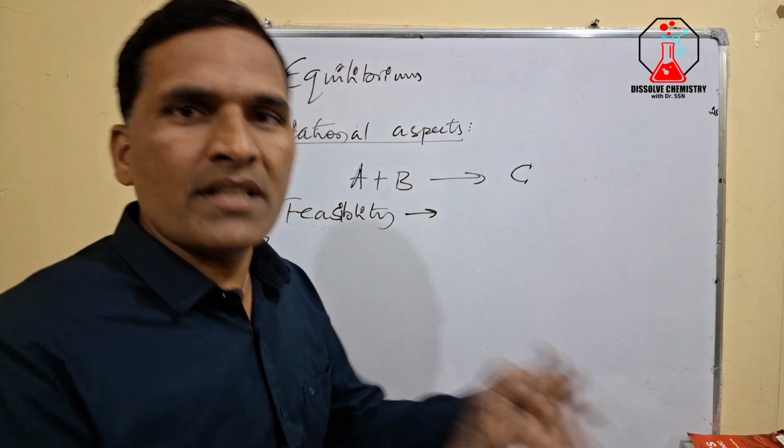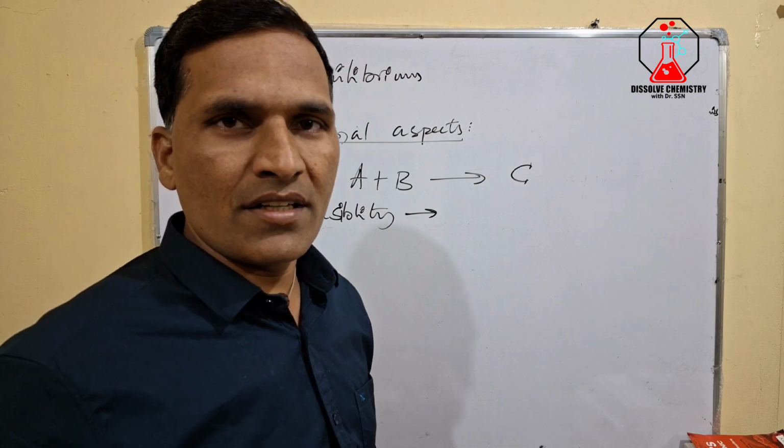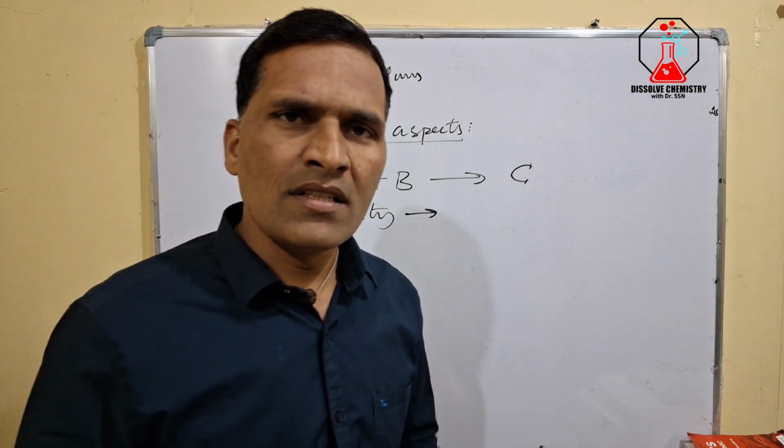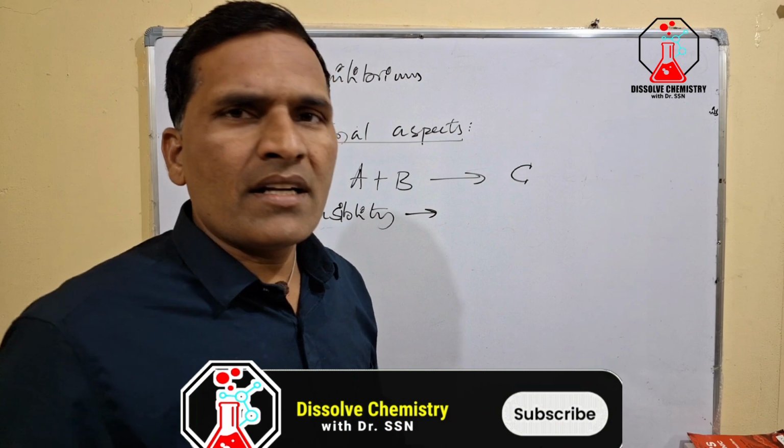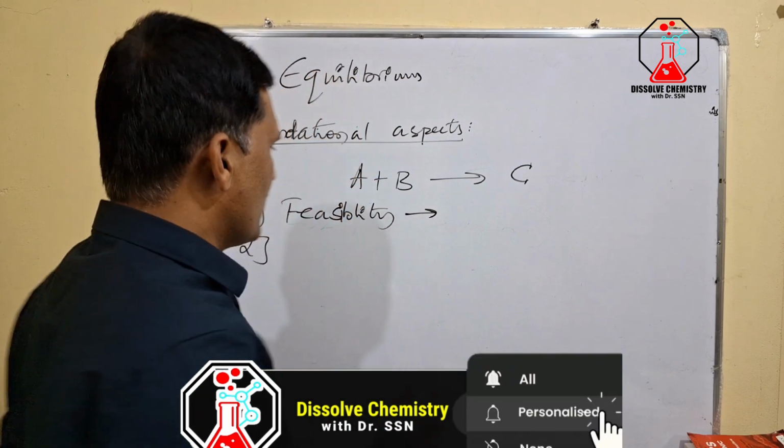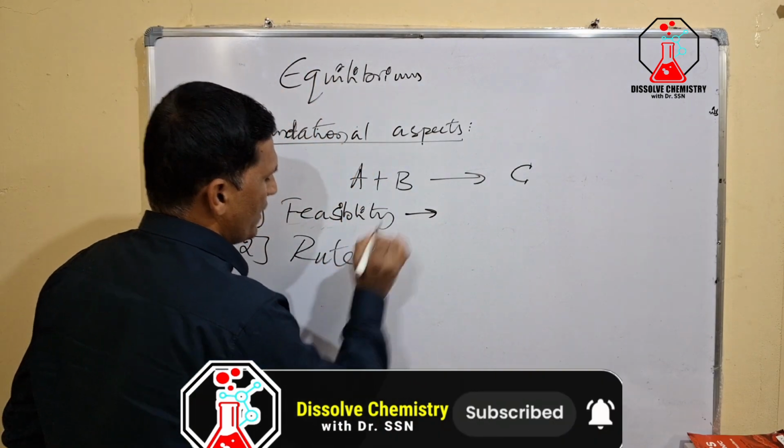The second one is, if the reaction is feasible, then with what rate it is going to occur. With what speed will the reaction occur under the given conditions? The conditions are fitted with the feasibility, and after that, with what rate it is going to occur. That is the second concern we have to address.